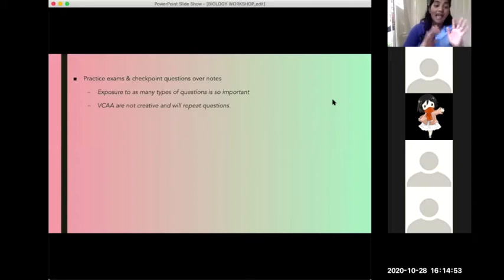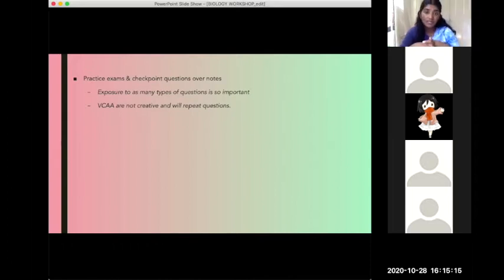So this is how to start. These are the things I want you to do in terms of studying: practice exams and checkpoint questions over notes, 100%. What you'll notice is VCAA, they're not creative. You're going to see either the exact same multiple choice question, or very similar questions where they're changing one little variable here or there from year to year.